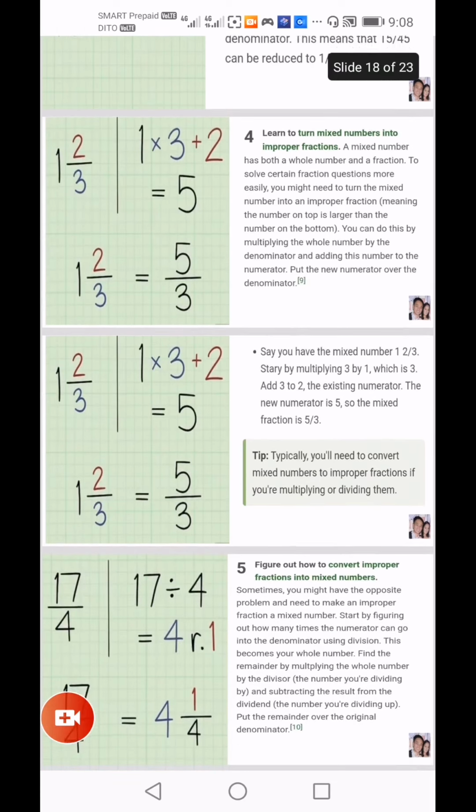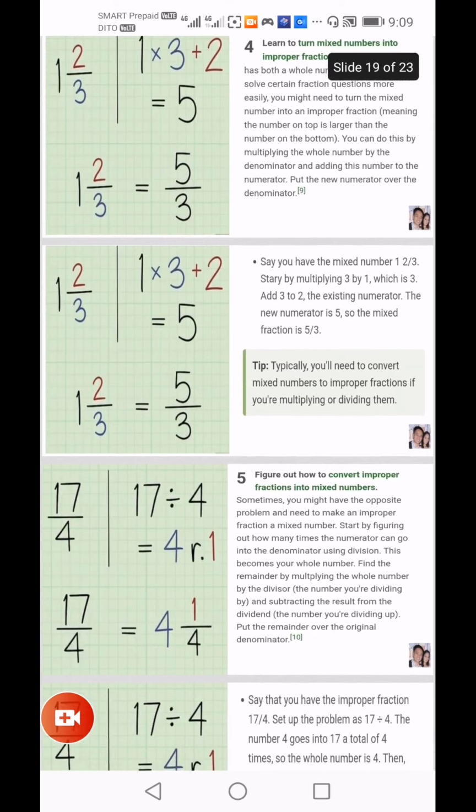Number 4, learn to turn mixed numbers into improper fractions. A mixed number has both a whole number and a fraction. To solve certain fraction questions more easily, you might need to turn the mixed number into an improper fraction, meaning the number on top is larger than the number on the bottom. You can do this by multiplying the whole number by the denominator and adding this number to the numerator. Put the new numerator over the denominator.